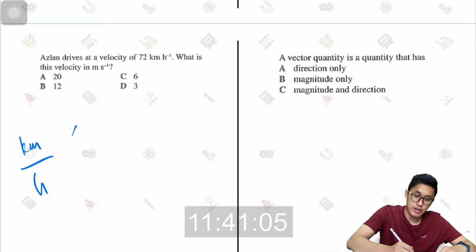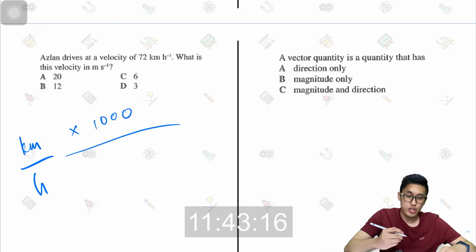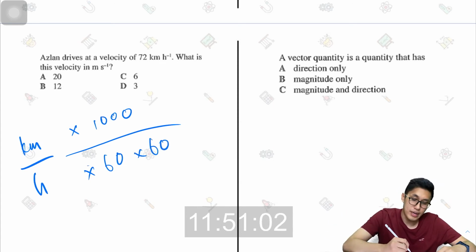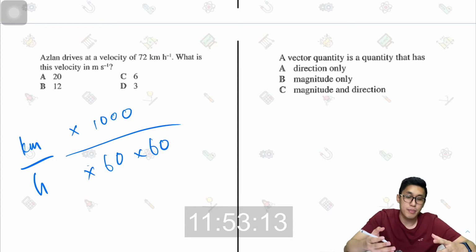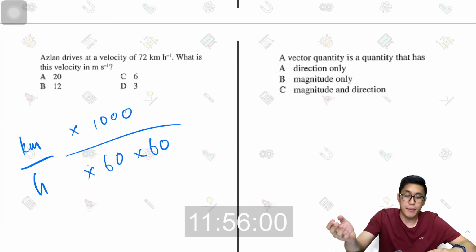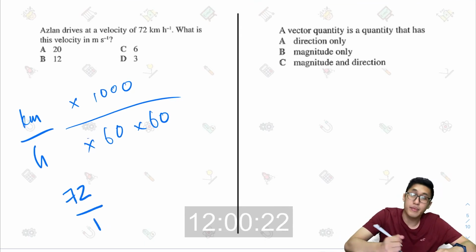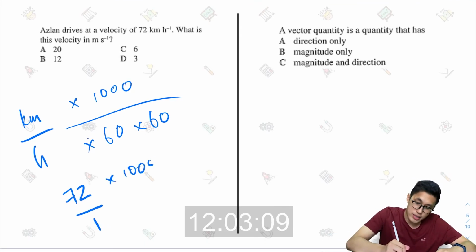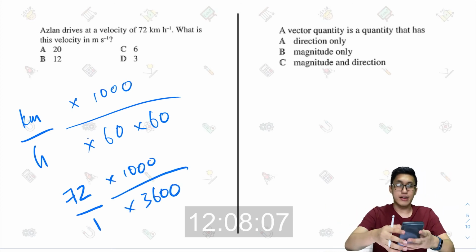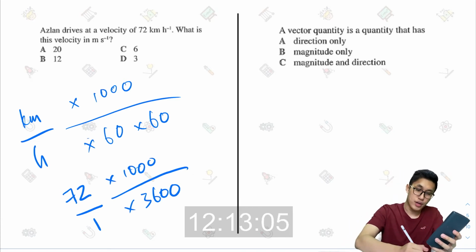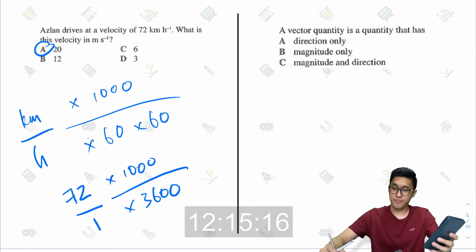To change from kilometers to meters, I just have to multiply 1000 on the top. And to change from hours to seconds, I just have to multiply 60 for minutes and multiply another 60 for seconds, right? So basically, the top number needs to multiply by 1000 and the bottom number needs to multiply by 3600. So 72 kilometer per hour would be 72 divided by 1. Multiply by 1000 at the top and multiply by 3600 at the bottom. Basically, it is 72 multiply 1000 divide by 3600. I will get 20 meters per second.